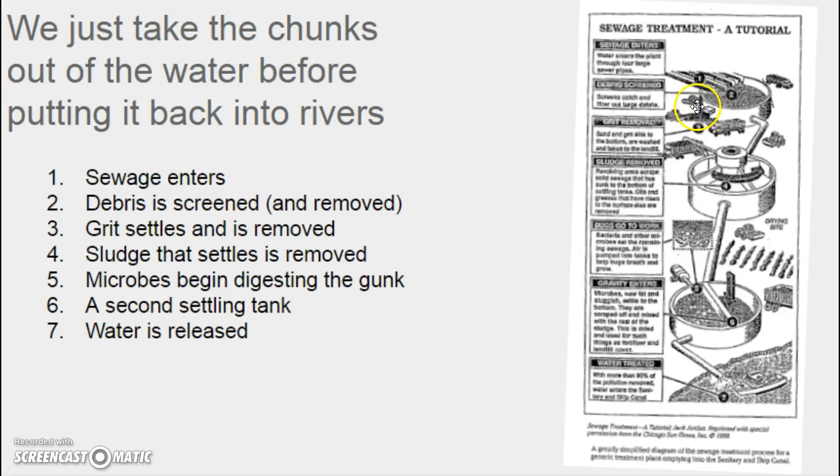And here's the process that's identified here. Sewage enters, debris are screened and removed, the heavy debris, the larger chunks, and then the grit would settle. That would be removed. That's the next phase here. The sludge settles in the bottom and is removed. They put in microbes to begin breaking down and processing the sediment. Then it would have a secondary settling tank, and then lastly the water would be put back. But notice all the microbes, the pathogens of E. coli, are put back in the water itself too. Not a very clean process.